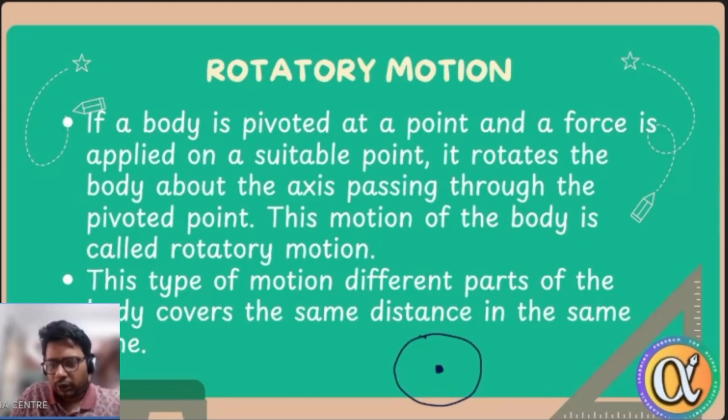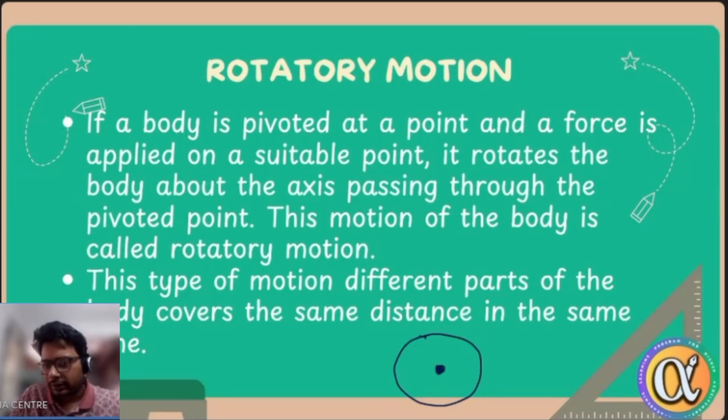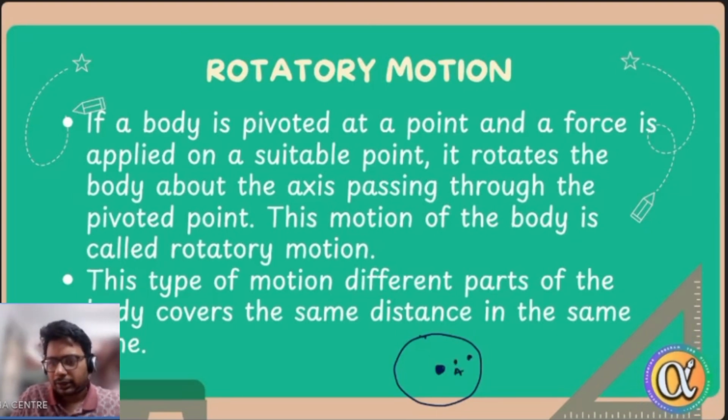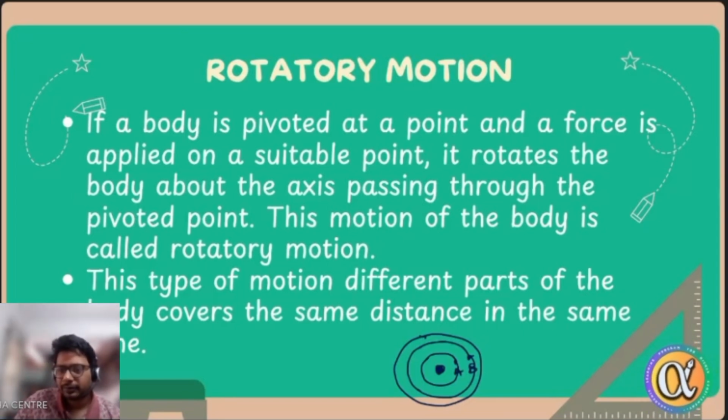Like this point is pivoted and it's moving around. It's rotating like this. Now imagine 2 points on this circle during the rotational motion, point A and point B. During one circle, A covers this much distance, while during the same circle, B covers this much distance. So are the 2 points A and B covering the same distance in the given time or different distance? Different. So they are covering different distances in the same amount of time.